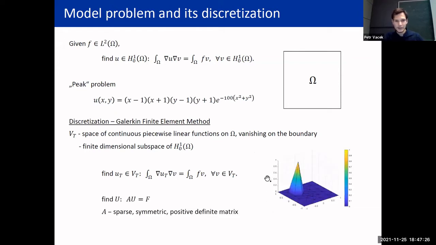These tent functions form a basis of the space Vt, and we can use them to reformulate the discrete problem of finding a function which satisfies this equation into a problem of finding the vector of coefficients u of the function in the nodal basis. The coefficient vector then satisfies a system of linear equations with a sparse, symmetric, and positive definite matrix.